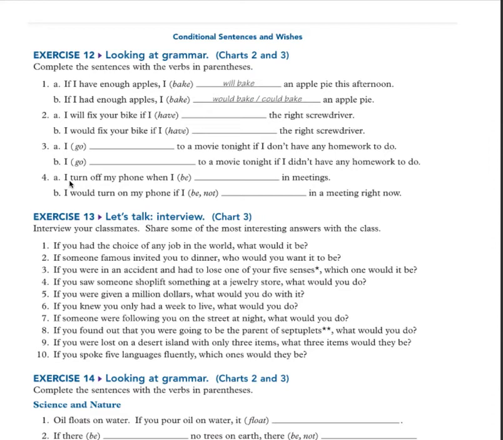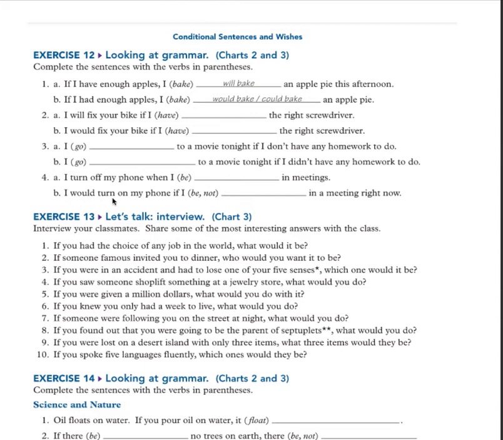Number 4. I turn off my phone when I blank in meetings. This is habitual. So I turn off my phone when I am in meetings. This is turn off. This is something you do habitually. Okay? So it's a present. This is going to be simple form. When I am in meetings.